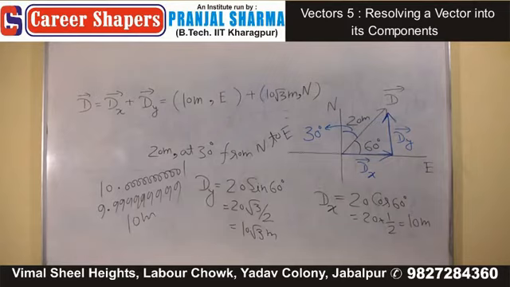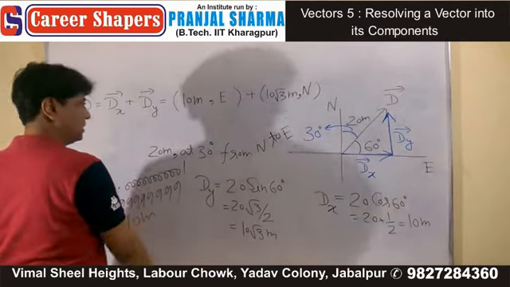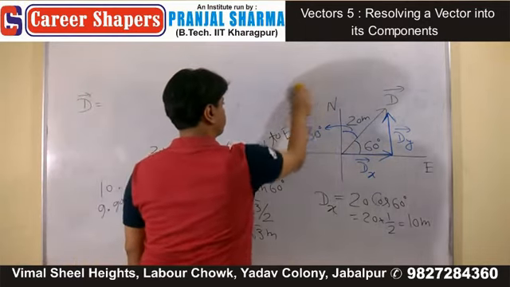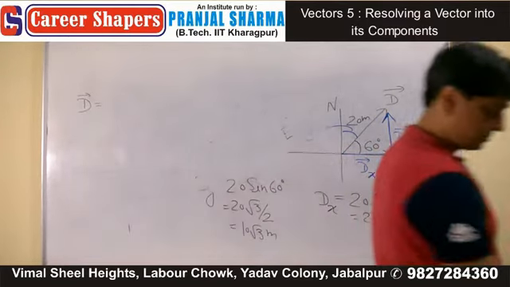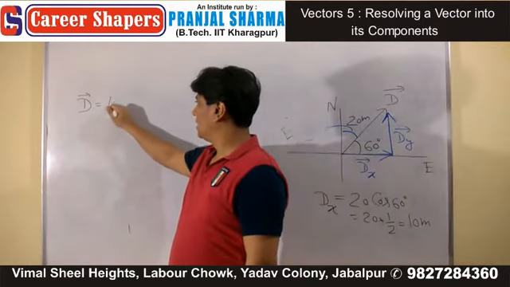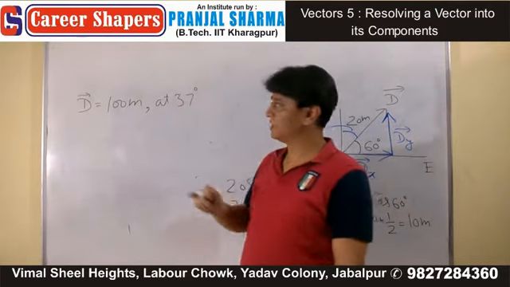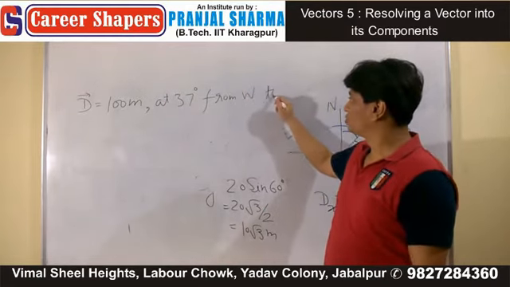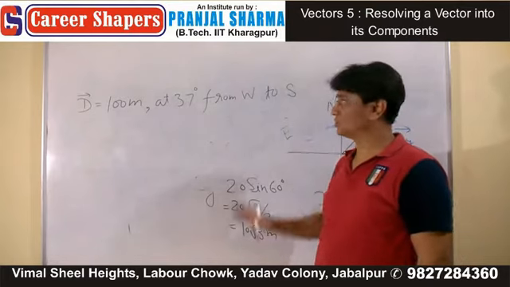Resolve a displacement of 100 meters at an angle of 37 degrees, spatial angle. 100 meters at 37 degrees from west to south. 100 meters at an angle of 37 degrees from west to south.